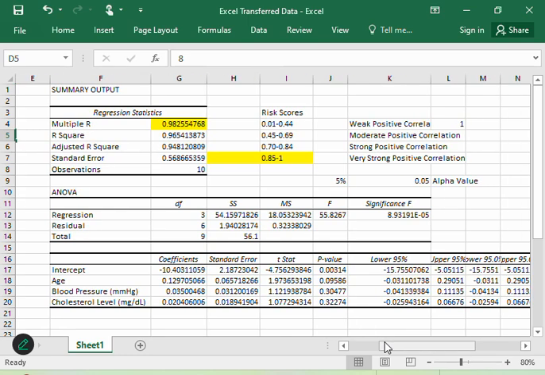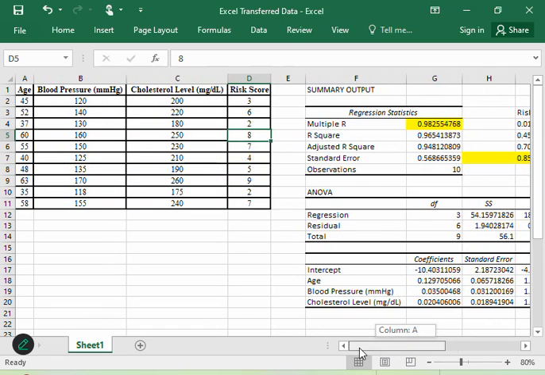Let's go back to that table here. It's as if age is significantly affecting the risk score. If you look at 63, it's 9. 58, it's 7. 60, it's 8. 52, it's 6. So it's as if the higher the age, the higher the risk score, which seems like it's significantly affecting the risk score.